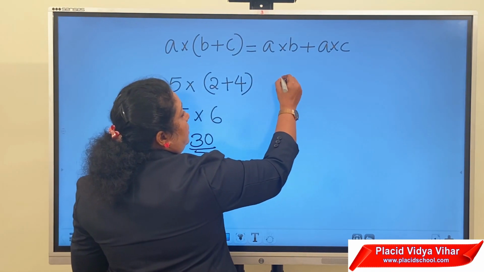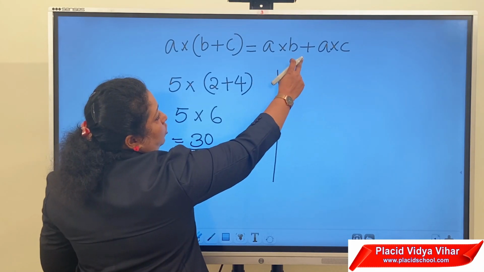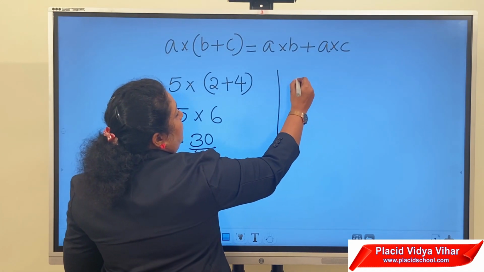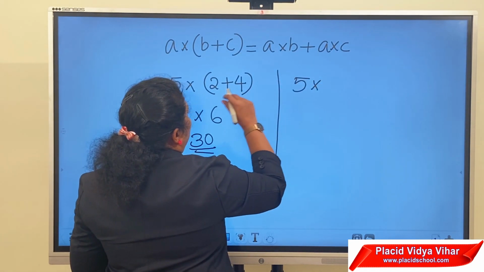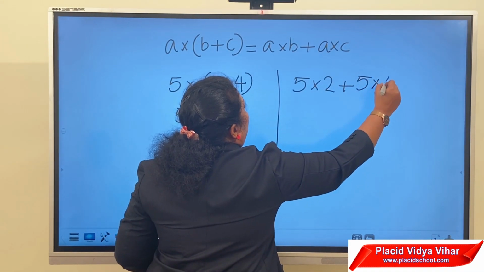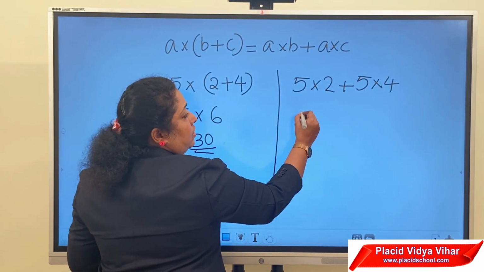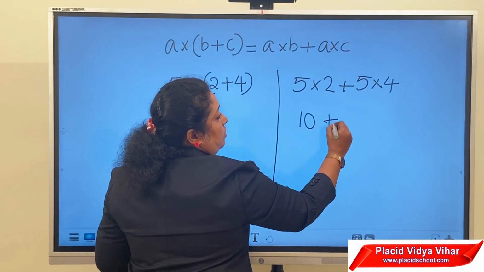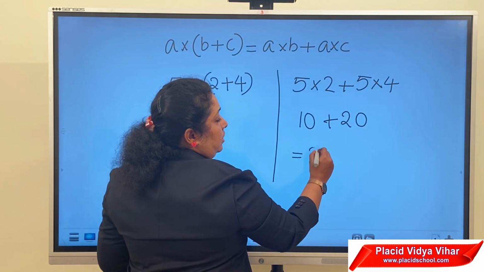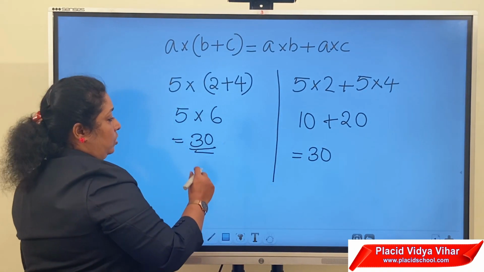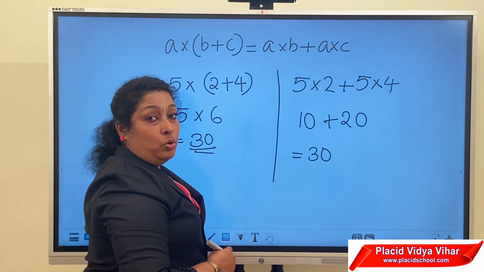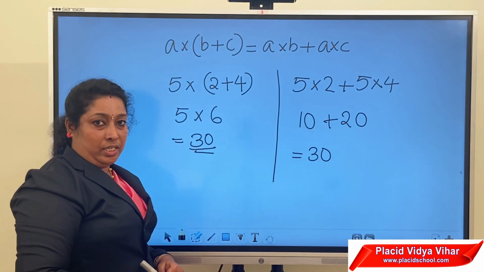Here, let us check whether a into b plus a into c is equal to a into (b plus c). 5 into 2 plus 5 into 4. 5 2s are 10 plus 5 4s are 20. 10 plus 20 is 30. So here also 30, here also 30. So a into (b plus c) is equal to a into b plus a into c.